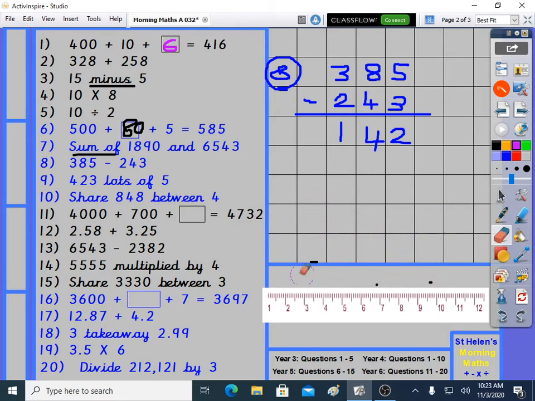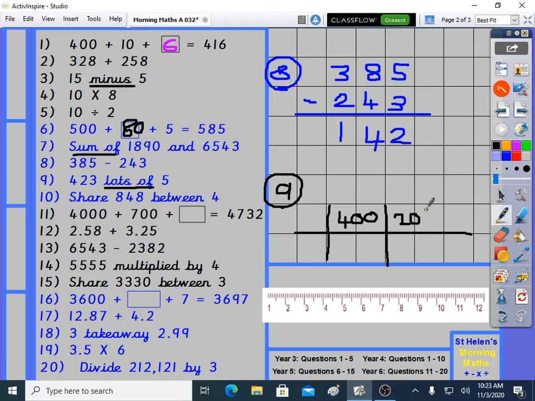So we'll be going on to question 9. Question 9. 423 lots of 5. So we'll be needing grid method. Lots of means times. 423 lots of 5. So 423 lots of 5. 400 times 5 first. Oh, don't forget the times sign.